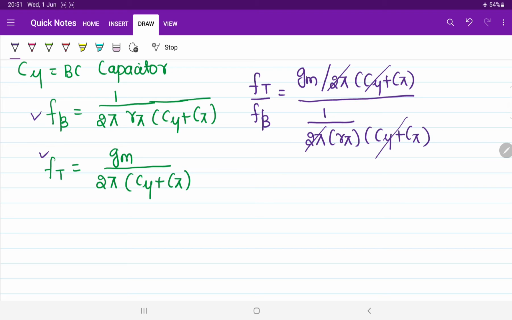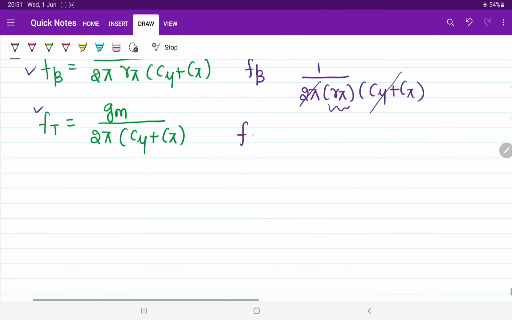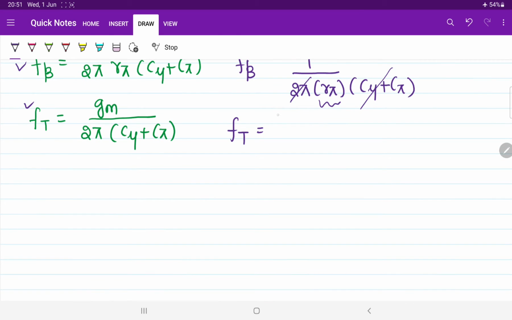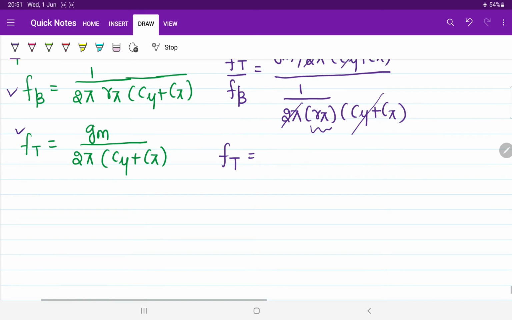2 pi will get cancelled out. Denominator of denominator will go to numerator. Finally, we can write this Ft, that is bandwidth, right? So that is 3 dB cutoff frequency can be simply written as Ft. Ft denotes actually unity gain. F beta means that is 3 dB cutoff frequency. This is unity gain bandwidth.